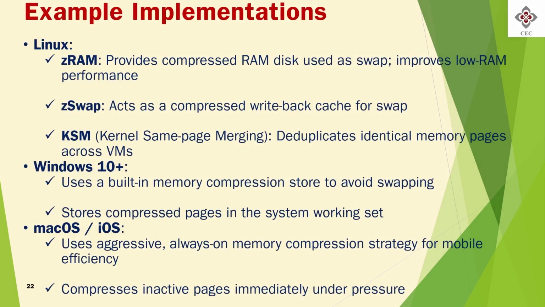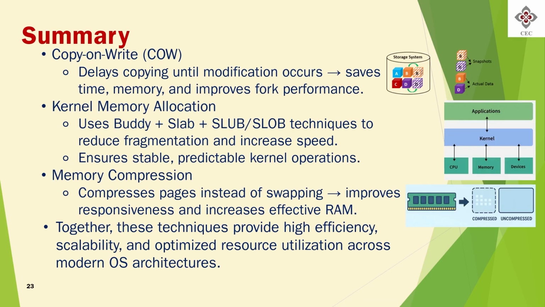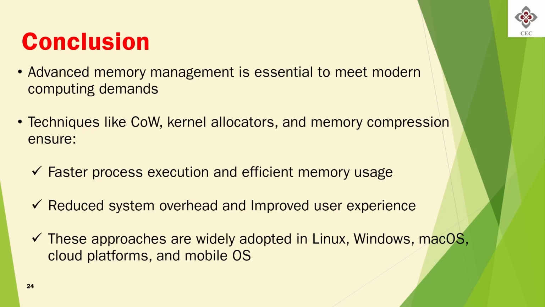These are examples of compression implementation: zram in Linux, zswap, and KSM, kernel same-page merging. Then Windows 10 has similar versions, and macOS also has compression techniques. At last, we conclude the session with a summary: we discussed the various techniques of copy-on-write, kernel allocators, and memory compression, all three of which play a major role in reducing execution time and increasing system performance. It is very essential to meet modern computing demands. All three techniques help in faster execution, efficient utilization of memory, reduced system overhead, and improved overall user experience. This is widely used in all modern operating systems.